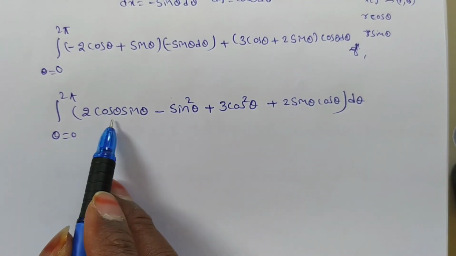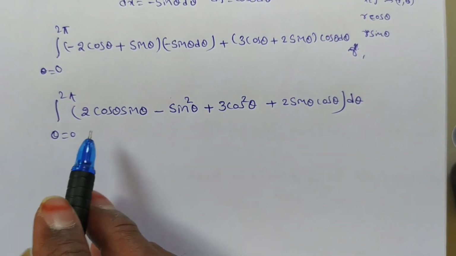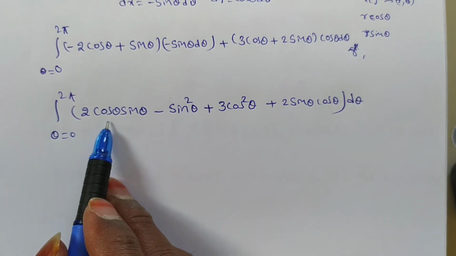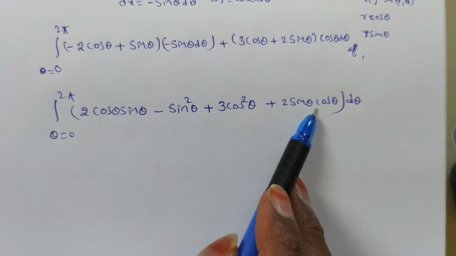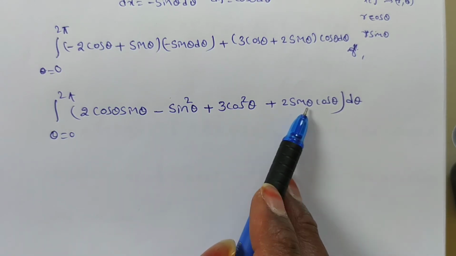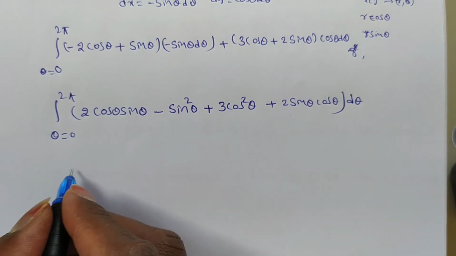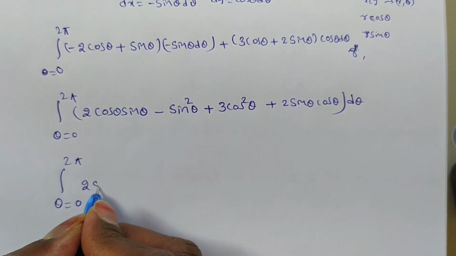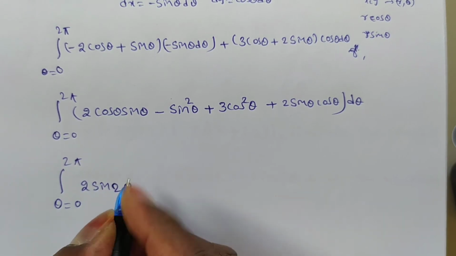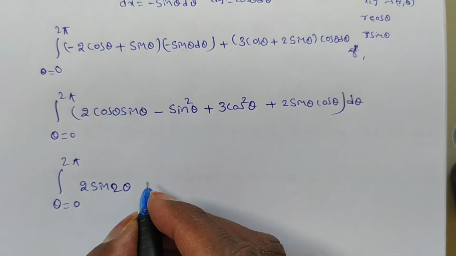Here you have 2 cos theta sin theta. So you can write 2 sin theta cos theta, which is nothing but sin 2 theta. Here also you have 2 sin theta cos theta, so this is also sin 2 theta. So overall you have 2 times of sin 2 theta. So limits from 0 to 2 pi, 2 sin 2 theta. So I am separating the integral values here.